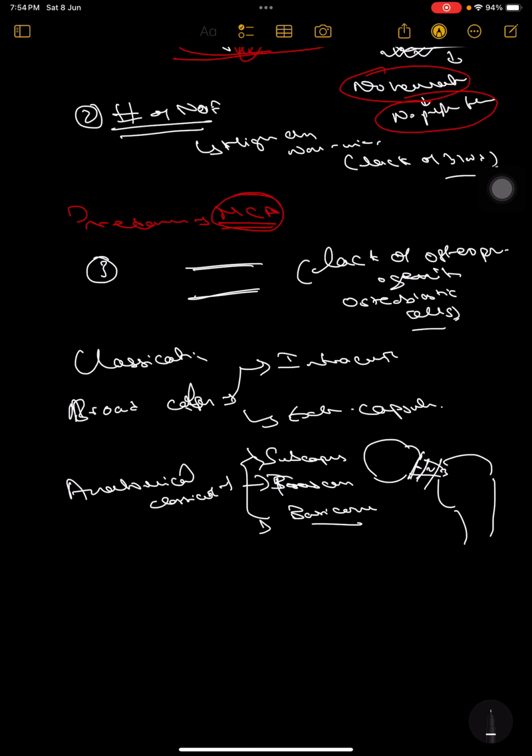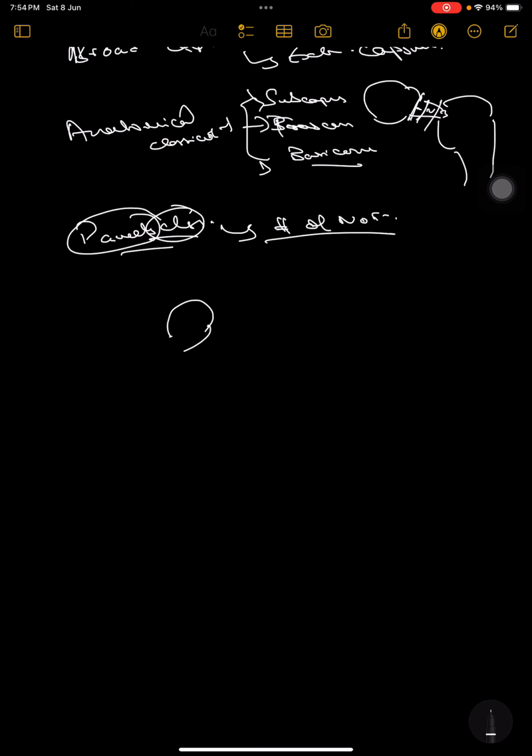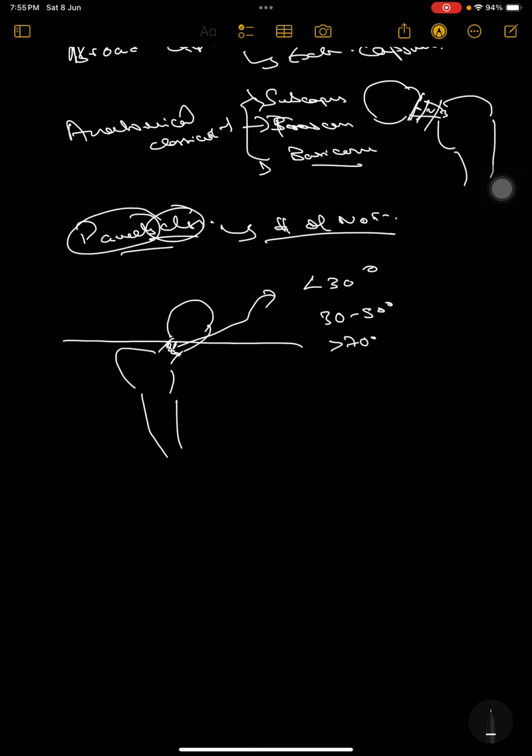And next is Pauwels' classification. What does Pauwels' classification say? It says that fracture of the neck of the femur is divided on the basis of fracture lines. Suppose this is the neck of the femur and there is a fracture line over here. A horizontal line is drawn from the fracture line, and there is an angle which is made. Now this angle, if it's less than 30 degrees, 30 to 50 degrees, or more than 70 degrees, this is the classification.